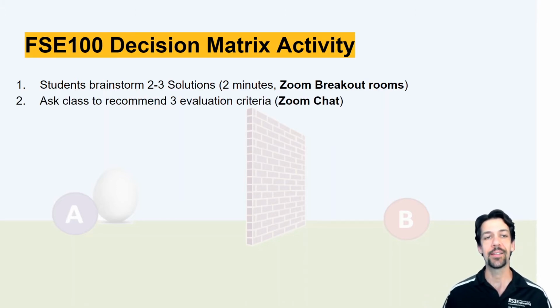what I do is ask the students to recommend 3 evaluation criteria, and I do this either through Zoom chat or just by students sort of raising their hand and asking a question. Usually I don't do the asking the question part over audio because multiple students will talk over each other. The Zoom chat is a good way to gather a whole bunch of information really quickly and get that to me as quickly as possible, right?